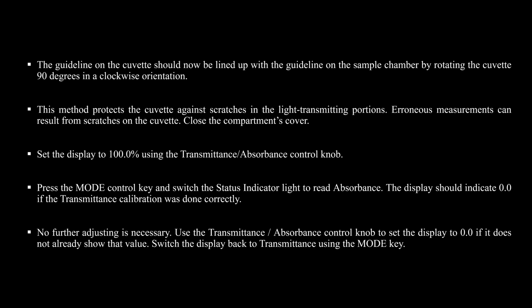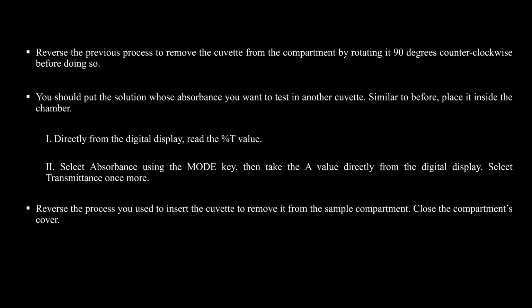Adjust to 100% using the transmittance control knob. The display should indicate 100.0 if the transmittance calibration is set correctly. If not, use the control knob to correct the value. Then change the display back to transmittance mode using the mode key. Remove the cuvette from the compartment, rotate it 90 degrees counterclockwise, and read the displayed value directly from the digital display.